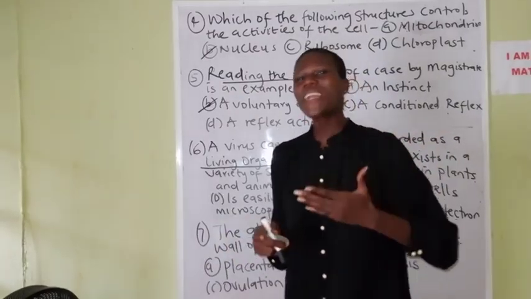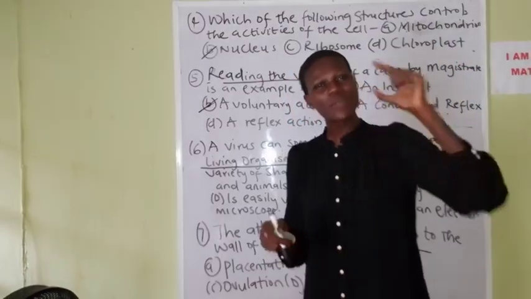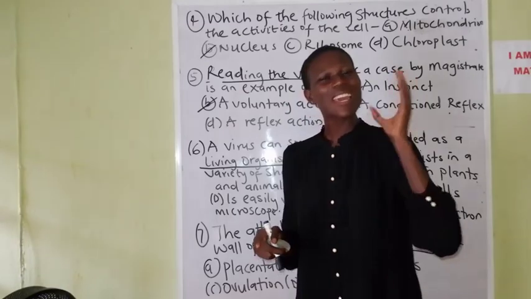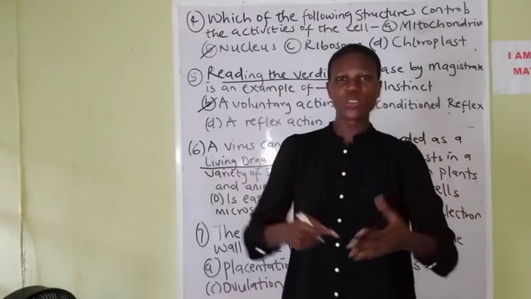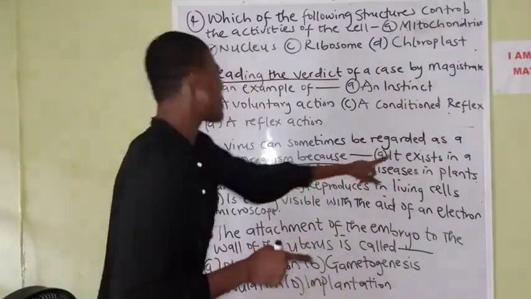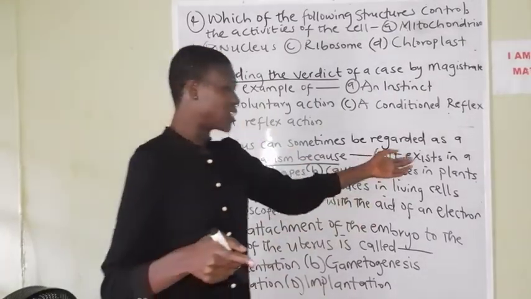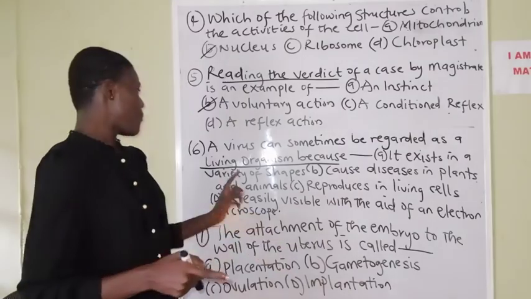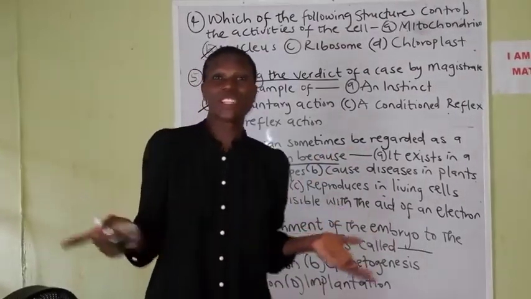A virus can be a living thing based on the environment it is in, okay? Because outside the living cell, it is a non-living thing. But inside the living cell, it reproduces. So from this option, let's go. It said it exists in a variety of shapes. No, this does not make it a living thing, okay? Because even non-living things can exist in different shapes, okay?